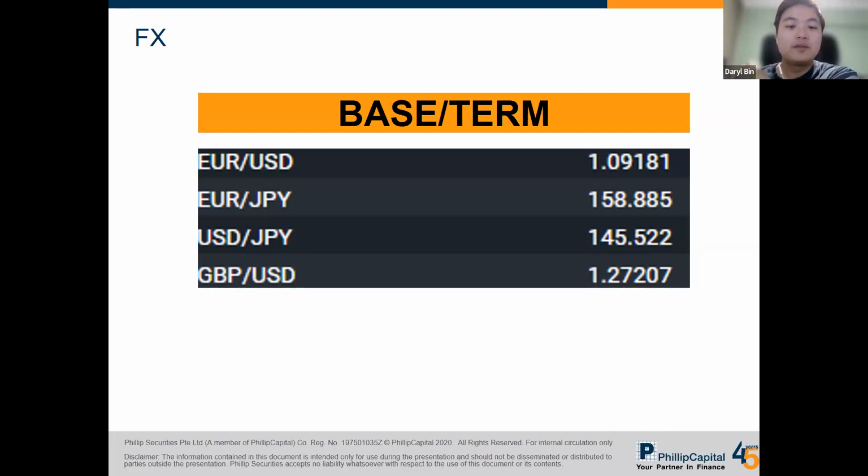So using these codes, you can immediately know that 1 euro can be exchanged for 1.09 USD. 1 euro can be exchanged for 158.88 yen. 1 USD can be exchanged for 145.522 yen, and 1 pound can be exchanged for 1.27 USD.